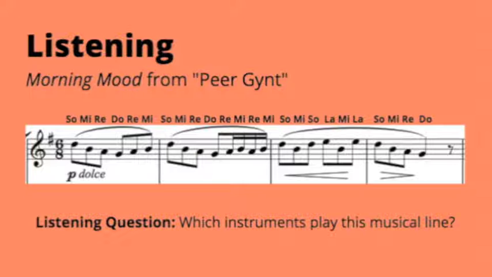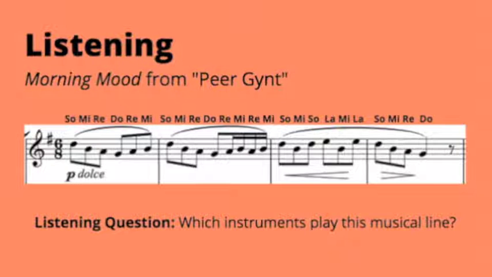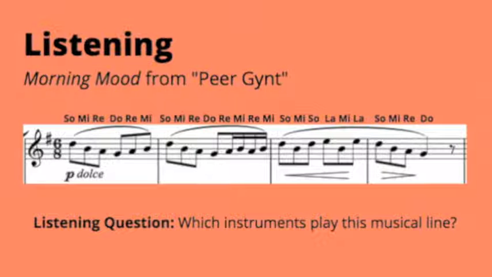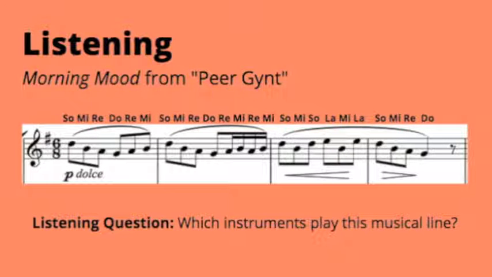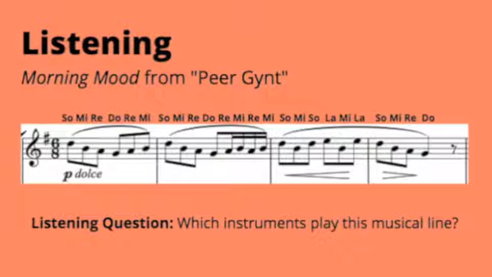Okay, so our listening from our composer today is called Morning Mood. This is such a beautiful, wonderful, peaceful piece, and it's from a larger collection of pieces called Peer Gynt. Peer Gynt was a play that a very famous Norwegian writer wrote, and as he was getting to the end of it, he was thinking to himself, you know what would make this so much better? Music! So he asked Edvard Grieg to write some music for his play, and Edvard Grieg wrote this whole beautiful suite of music for Peer Gynt.